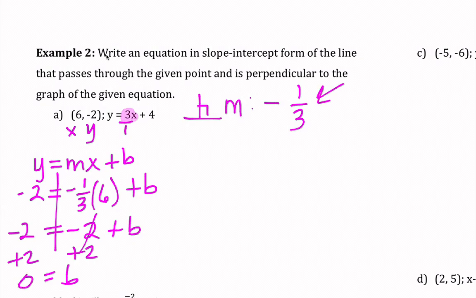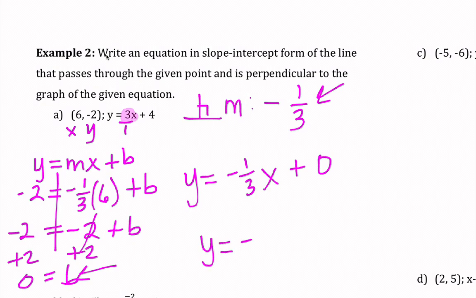So I have my slope and I have my y-intercept. I can write my equation. So y equals, you put your slope followed by x, and then you put your y-intercept. I'm not going to leave it like that, guys, because a plus 0 is not necessary. So overall, my final answer is y equals negative 1/3 x.